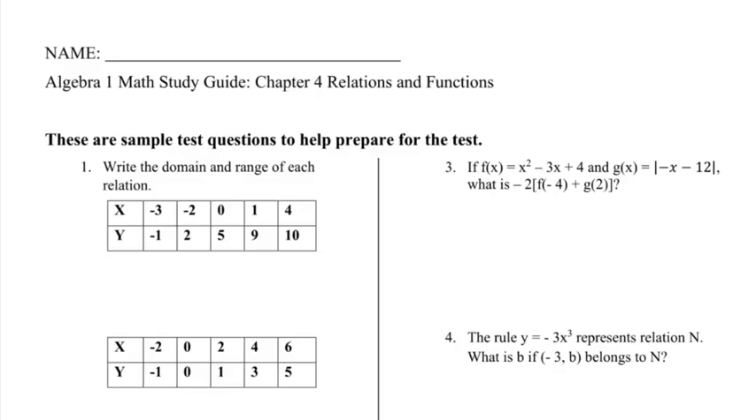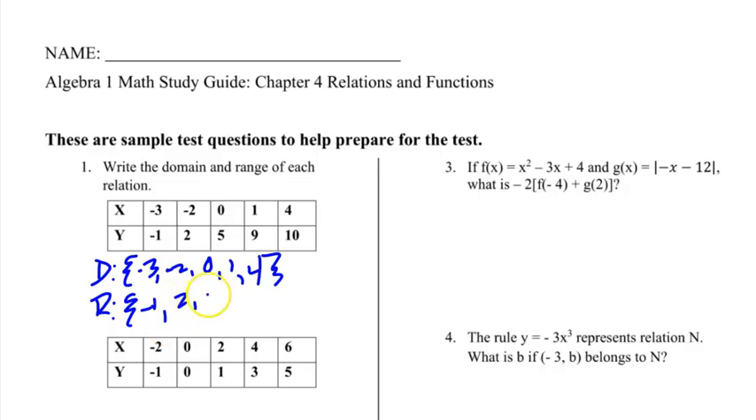So here we want to put it in a set. We have our domain first, and our domain would just be our x coordinates. This would be -3, -2, 0, 1, and 4. And then the range would be our dependent variable, which is our y coordinate, and we would have -1, 2, 5, 9, and 10. Now, if there are any x coordinates that repeat, you only need to put it down once. And the same is true for the range.